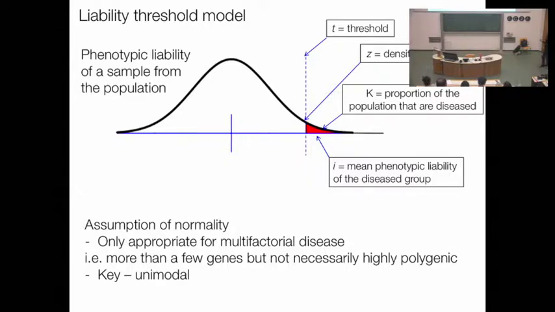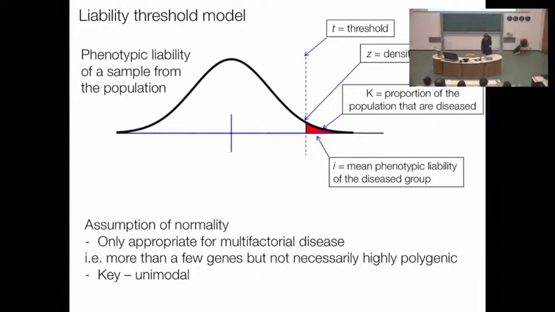Which is appropriate for anything that's multifactorial. It doesn't have to be highly polygenic or infinitesimal. It can just be a few genes. And the key is that we have one unimodal distribution to describe our risk. And most of the effects are governed by the proportion of the population that are diseased, which then give you the threshold points, the density, and the mean phenotypic liability of the diseased group.